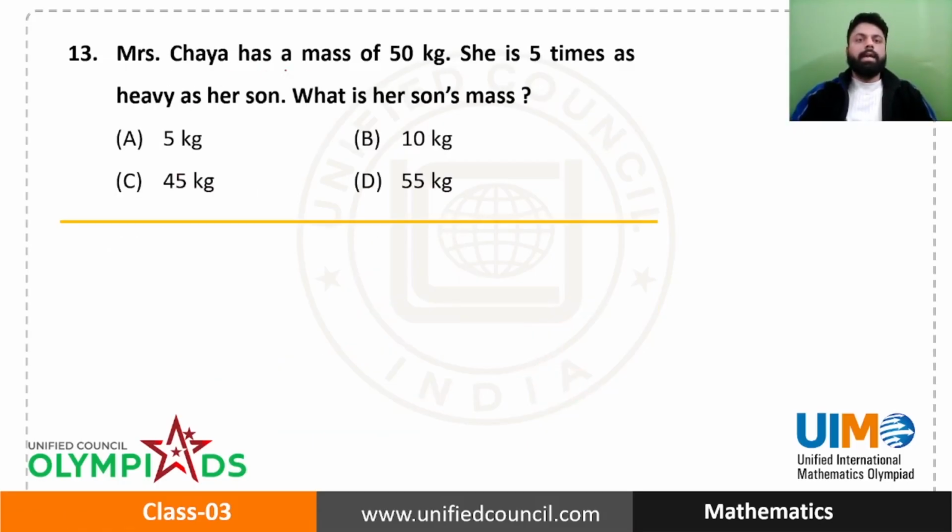Mrs. Chaya has a mass of 50 kilograms. She is 5 times as heavy as her son. What is the mass of her son? Mass of her son is equal to 50 divided by 5, that is 10 kilograms. Because she is 5 times.